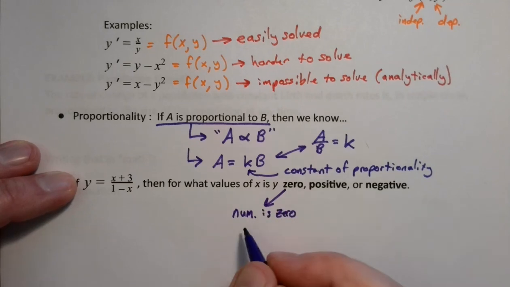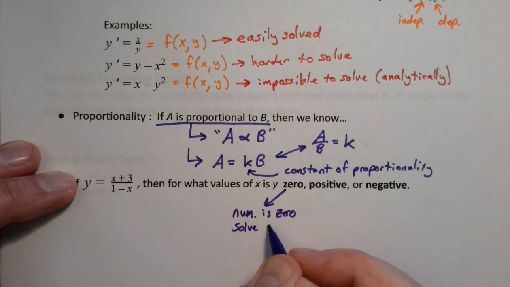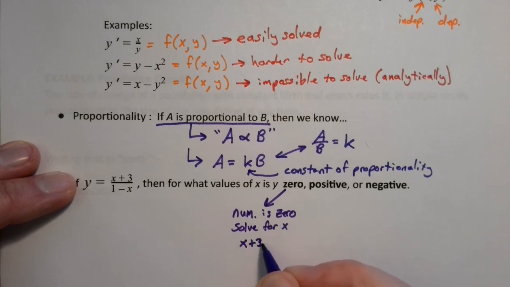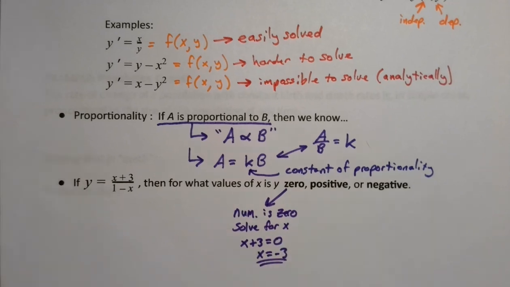So that means you'd solve for x. x plus 3 equals 0, and you'd find out that x equals negative 3. That is the x value for which y is equal to 0. It's the only one. It's the only way it can work, is if the top is equal to 0, the numerator.